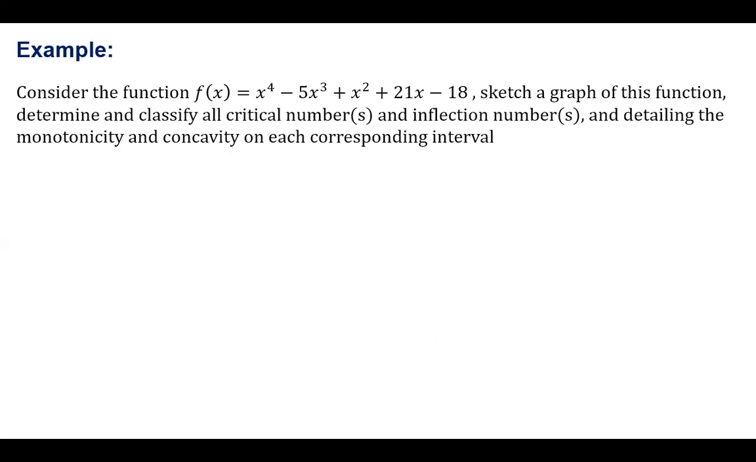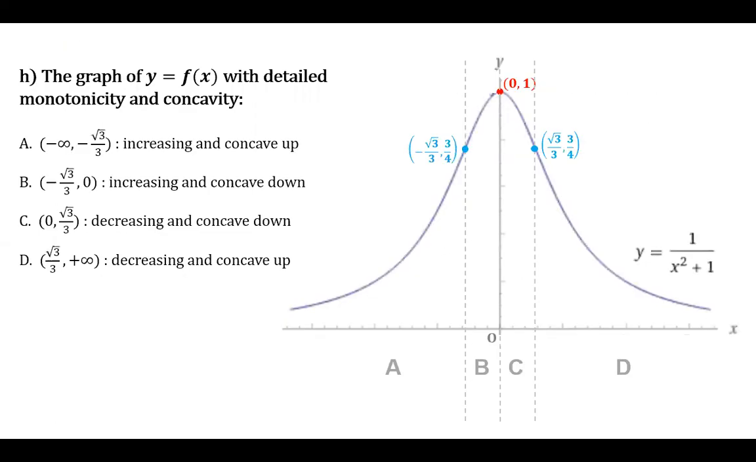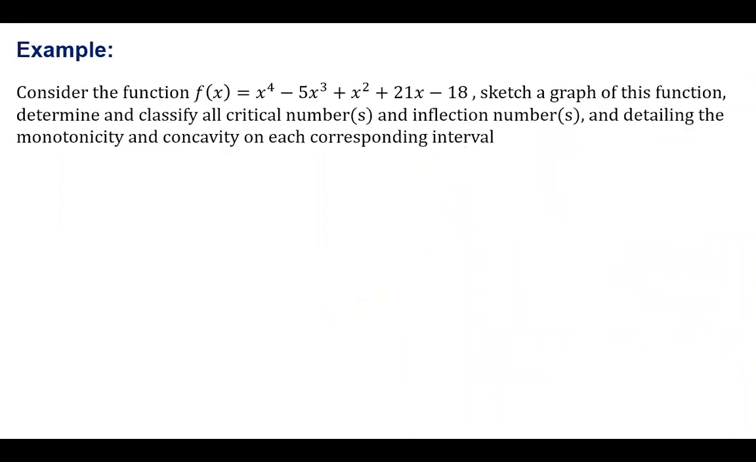concavity on each corresponding interval, which means your final product should look like this: a detailed function graph with increasing or decreasing intervals and concave up or concave down intervals, and label all the inflection numbers and critical numbers. Okay, I'll give you 10 minutes to think about this question by yourself, okay?